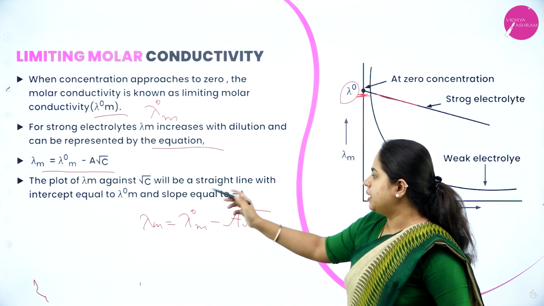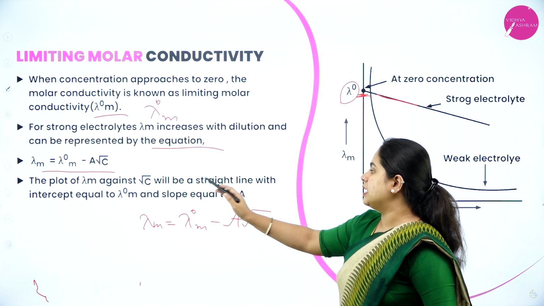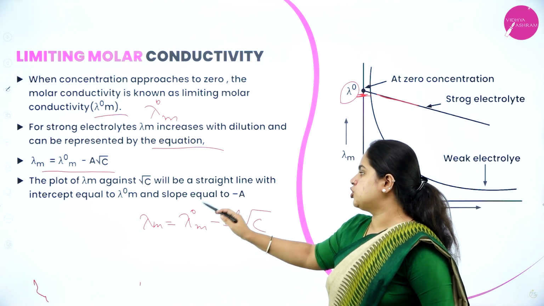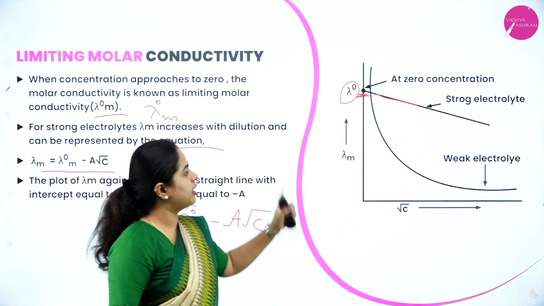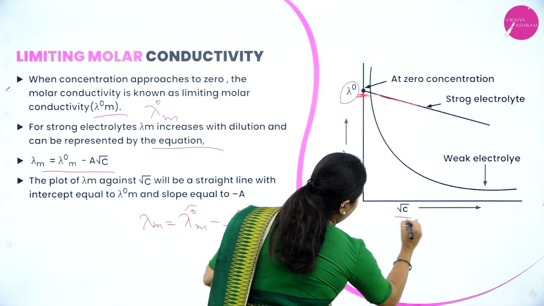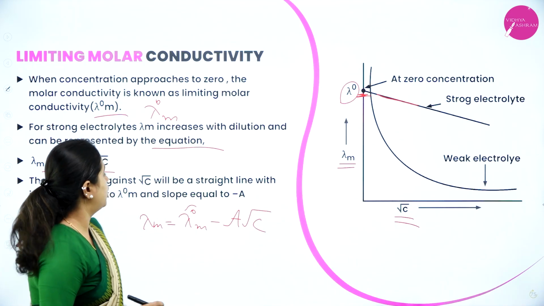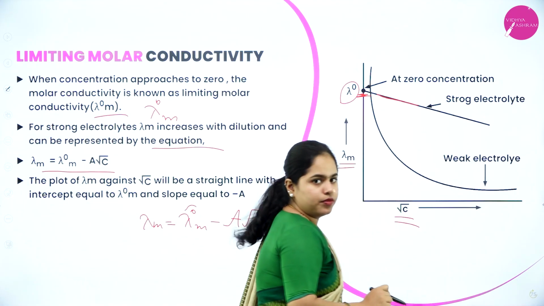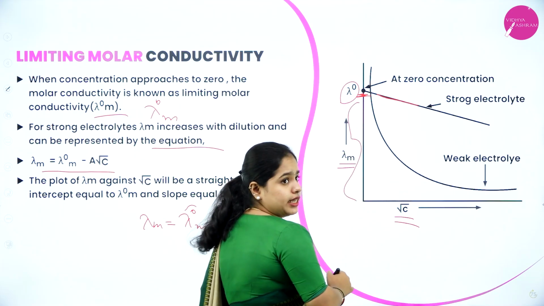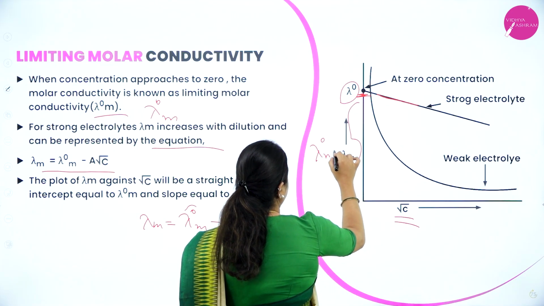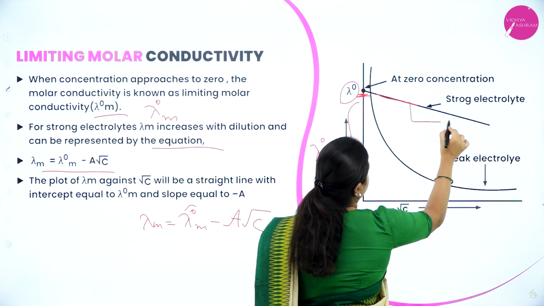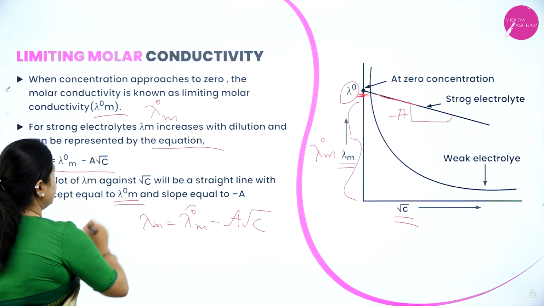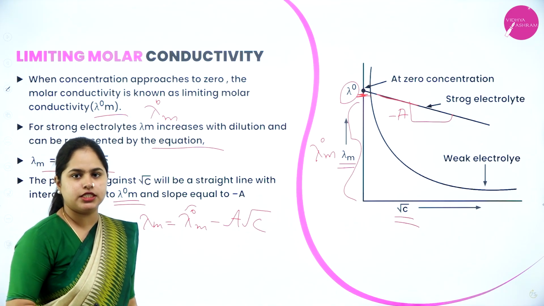Okay. So, the plot of lambda m, that is molar conductivity, against root concentration will be a straight line with intercept equal to lambda naught m. So, that means when a graph is plotted between lambda m and root c, we will obtain a straight line. As you can see, it is a straight line. The intercept, this part, the intercept will be lambda naught m, and the slope of this graph will be minus a. Right, the slope will be minus a and the intercept will be lambda naught m. That is the limiting molar conductivity.